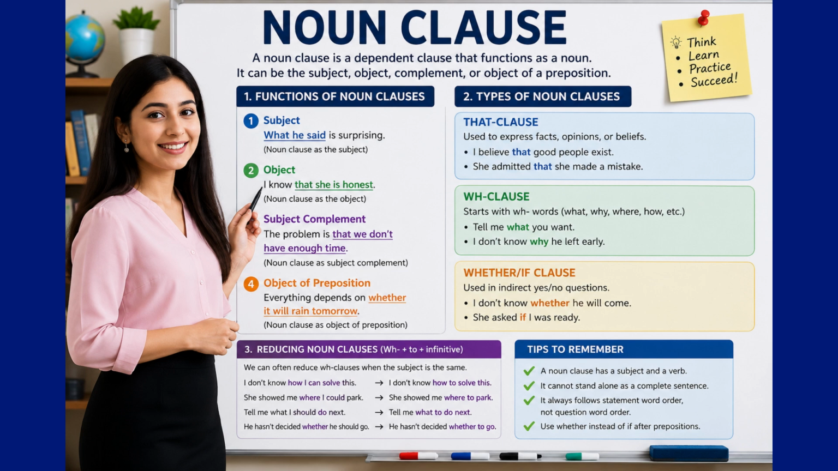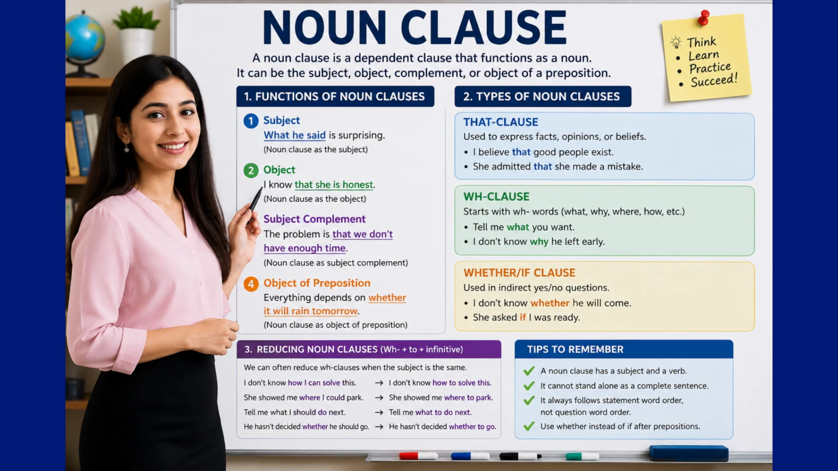How can we recognize a noun clause? When identifying a noun clause, ask yourself two questions. First, does this group of words contain its own subject and verb? Second, does the entire group function as a noun? If the answer to both questions is yes, then it is a noun clause. For example, in the sentence "She explained why she was late," the words "why she was late" contain the subject "she" and the verb "was," and together they function as the object of the verb "explained." Therefore, they form a noun clause.